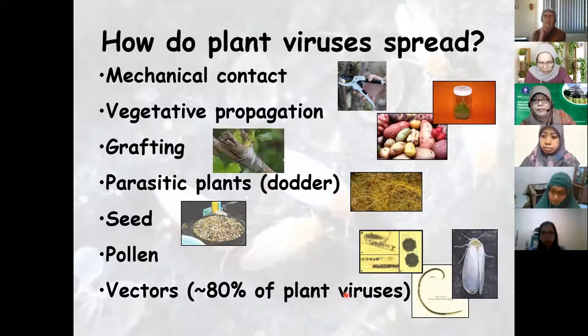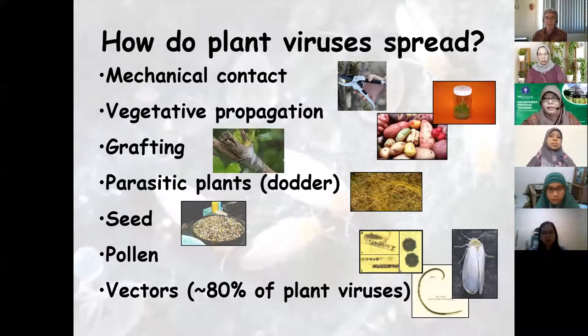So how do plant viruses spread? Quite a range of different ways. Mechanical contact, like secateurs, knives, something. Vegetative propagation, you have infected tubers, sugarcane, potatoes, many bulbs, cassava. If the planting material is infected, it produces infected plants. Tissue culture is just another form of vegetative propagation, so it's very good for transmission. Viruses can be spread by grafting. So putting an infected scion onto a plant and grafting it can cause transmission.